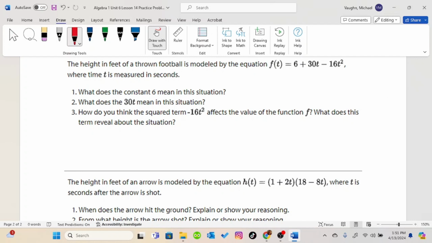So you can see that the number 6 is not affected by time. It is a number only. This part of a projectile motion equation is the starting height. So the football was thrown from a height of 6 feet.